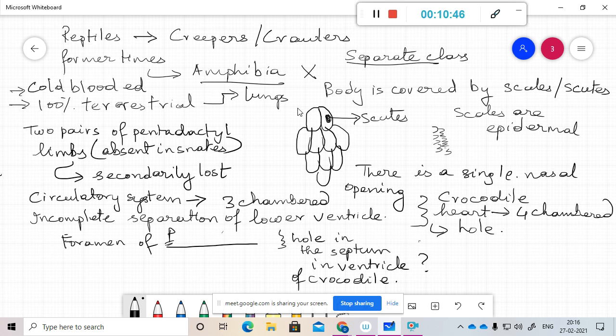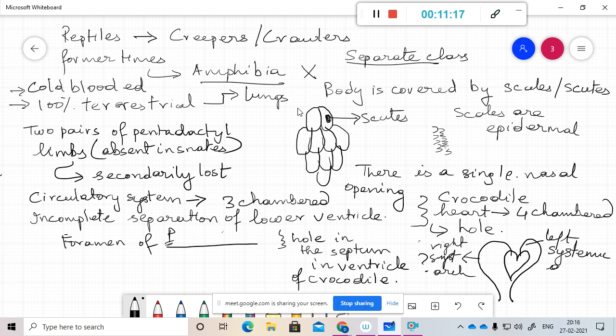Then, as you know from the heart, in a very simplified drawing of a heart, systemic arches come out. One comes out like this, one comes out like this. This is the right systemic arch. This is the left systemic arch.